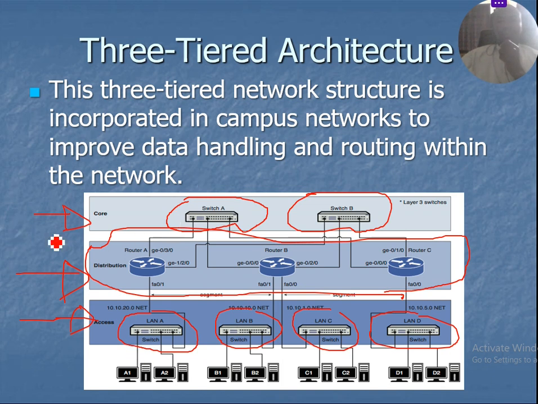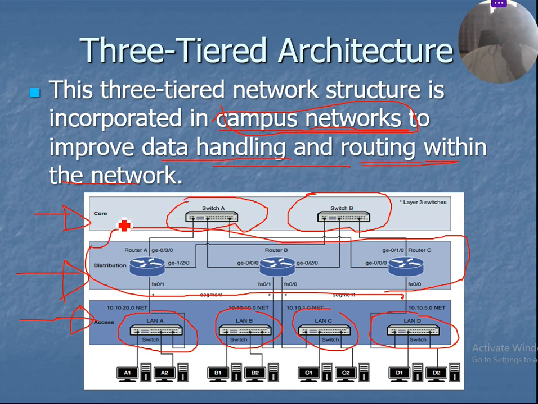Now let's talk, still on layer 3, the three-tiered architecture. We say that this is incorporated in a campus network. We use this type of connection or breakdown for our campus network or enterprise network, and we do this to improve the data handling and the routing within the network. Okay, we use this three-tiered network structure. We incorporate it in our campus network and also in our enterprise network, the reason being that we want to improve the data handling and the routing within the network.